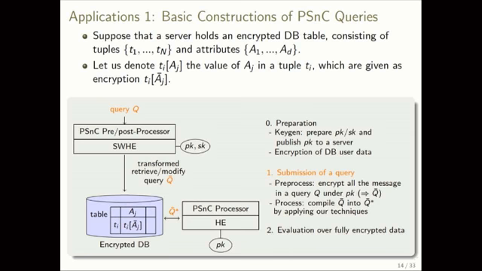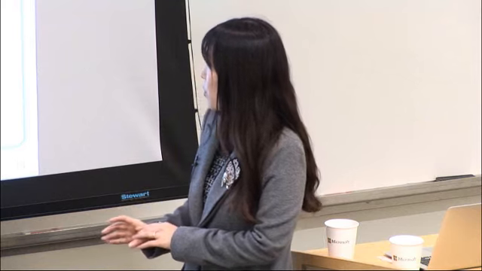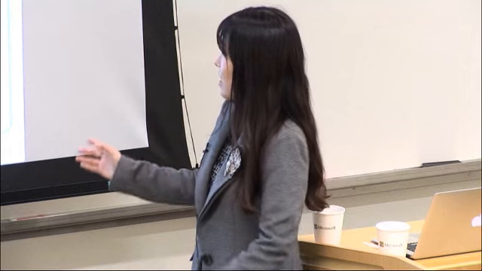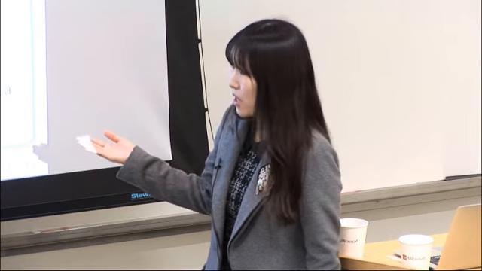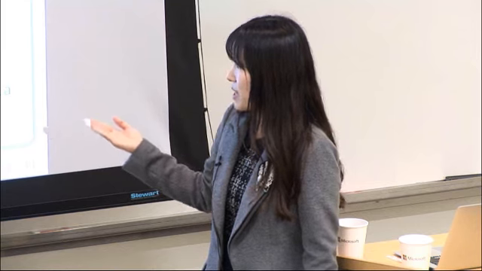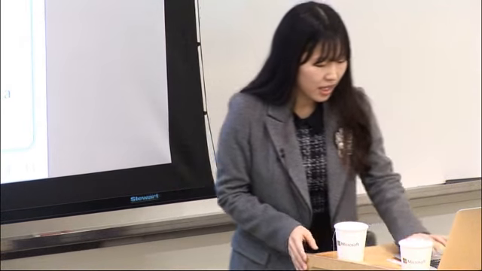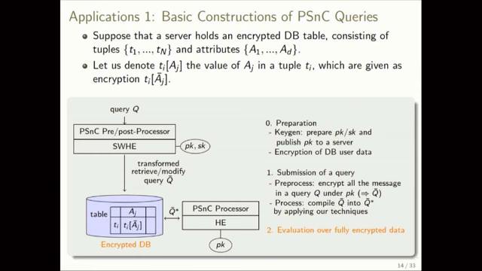For the submission of the query step, a DB user first encrypts all the messages in a query under the public key, say Q bar. And the message can be a keyword. Then a server compiles Q bar into Q bar star using a processor by applying our techniques. Finally, the DB server evaluates over the encrypted data and returns the encrypted result to the DB user.